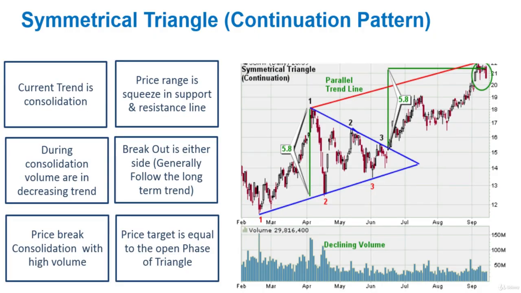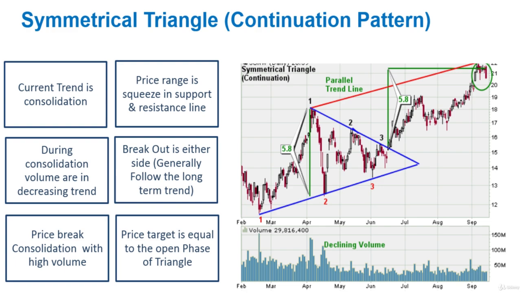Sometimes it also looks like a contracting wedge, but there is a basic difference between a triangle and a wedge. The wedge contraction is directional, whereas the symmetrical triangle contraction is flatter or horizontal. The symmetrical triangle is wide at the beginning and narrows over a period of time. Now we see a sample chart on your screen. It clearly identifies a symmetrical triangle.